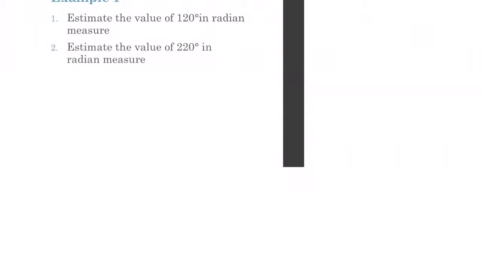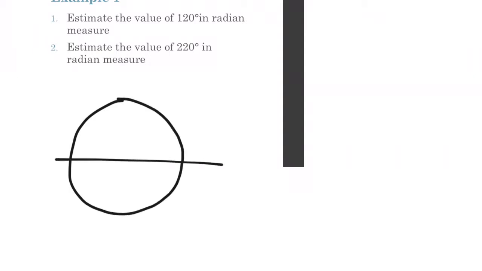Okay, so we did a couple of examples in class. The first one we did is estimate the value of 120 degrees in radian measure. So if I draw my circle again, the first thing that I would do with this is show where 120 degrees would be. So I know that this is 90 degrees here. I know this is 180 degrees, so estimating, I would say right about there would be 120 degrees. And remember, these are estimates, so they don't have to be exact or look exact.